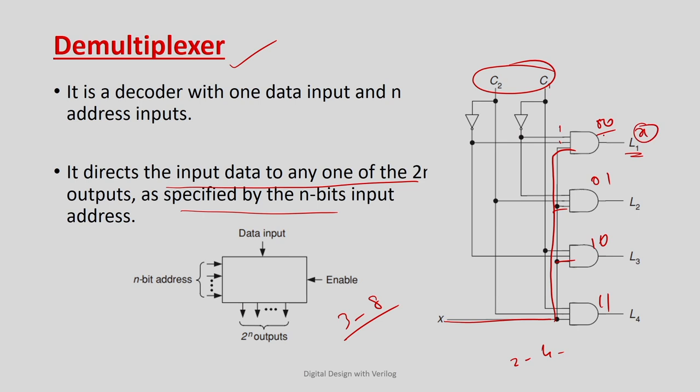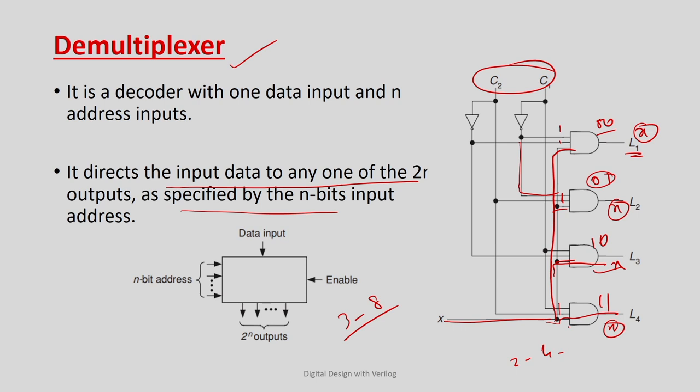Similarly, if C1, C2 is 0, 1, then both inputs will be 1, right, because here I can see that C1 bar is connected. Then the output of this AND gate will depend on the value of x. So, if x equals 1, the output will be 1. If x equals 0, the output will be 0. So, I will say x is passing to the output. Similarly, here also if it is 1, 0, then x will pass to the output. Here, if the value is 1, 1, then x will pass to the output.